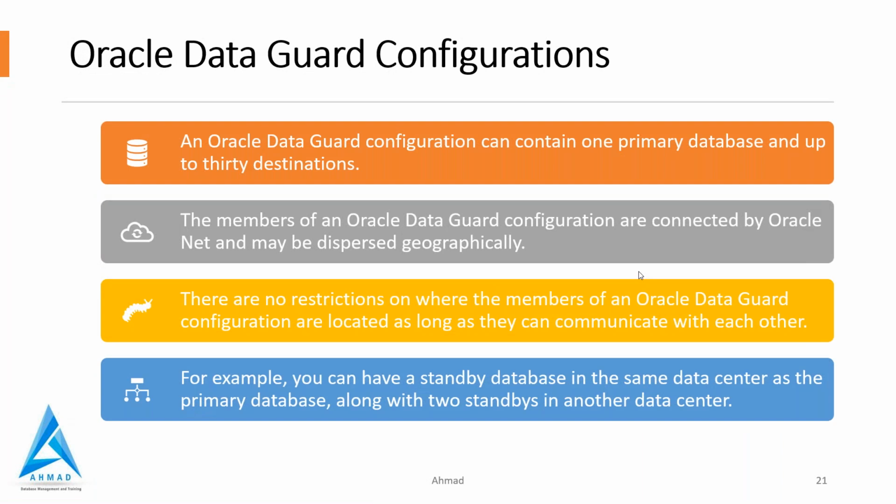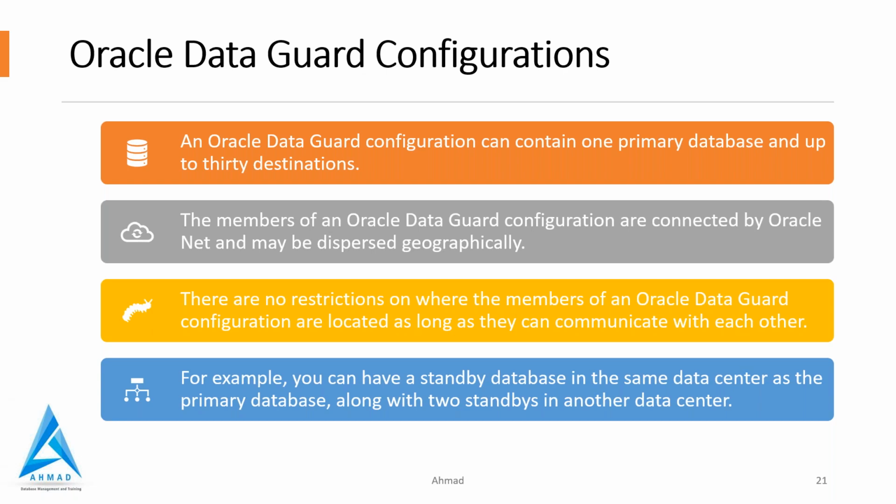Basically, an Oracle Data Guard configuration contains one primary database and up to 30 standby databases, and the members of the Data Guard configuration are connected by Oracle Net. You can place all standbys in different locations, and there are no restrictions on where the members of an Oracle Data Guard configuration are located, as long as they can communicate with each other. So suppose you have a standby database in the same data center as the primary database, along with two standby databases in another data center. So you can do that.